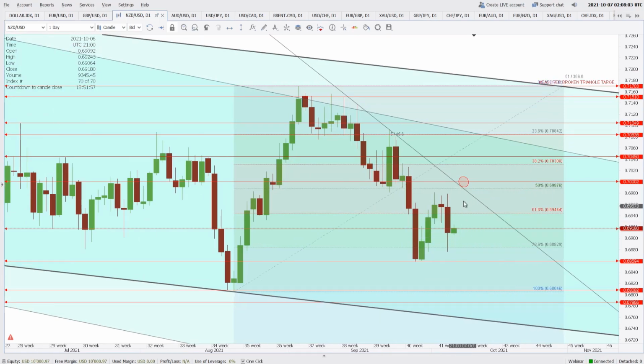On the higher side, we have a resistance at 0.7000, and this falling trend line, which we have created by joining these two highs here, may act as a good resistance when the time comes and when they meet the price.